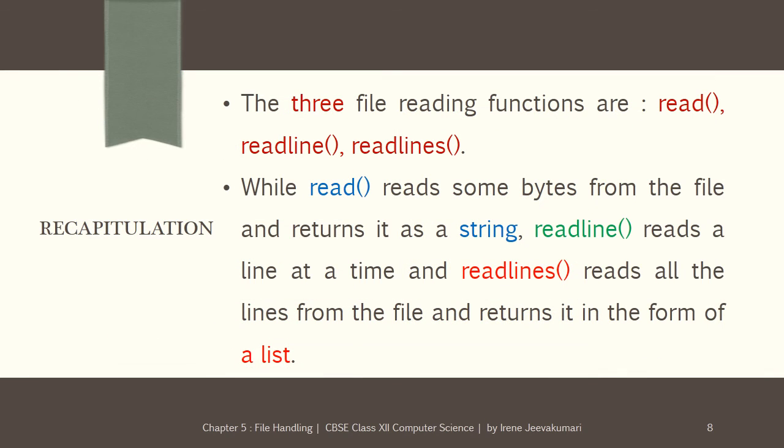Let us summarize. The three file reading functions are read, readline and readlines. While the read function reads some bytes from the file and returns it as a string, readline reads a line at a time, and readlines reads all the lines from the file and returns it in the form of a list.